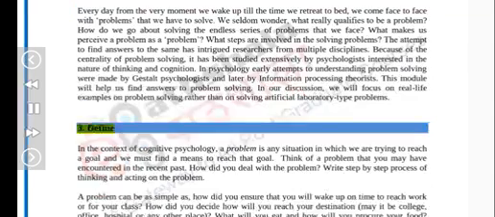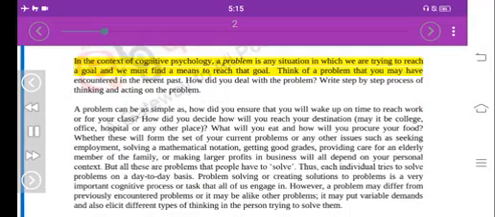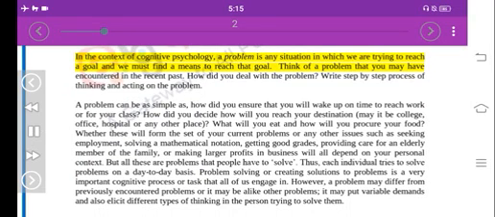Define. In the context of cognitive psychology, a problem is any situation in which we are trying to reach a goal and we must find a means to reach that goal. Think of a problem that you may have encountered in the recent past. How did you deal with the problem? Write the step-by-step process of thinking and acting on the problem.